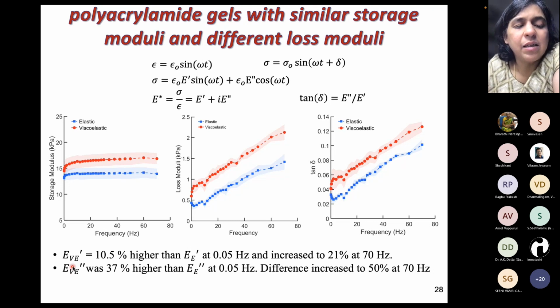We see from the DMA experiments that the viscoelastic gels had almost 10% higher than the elastic gel at very low frequencies, but this difference increased to almost 20%, 21% at 70 hertz. Whereas the losses were significantly higher at 37% at 0.07, and this difference went up to almost 50% at 70 hertz.